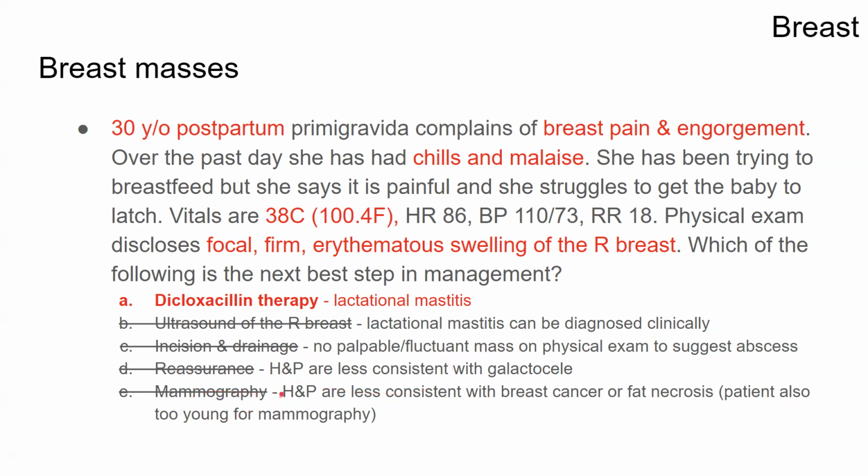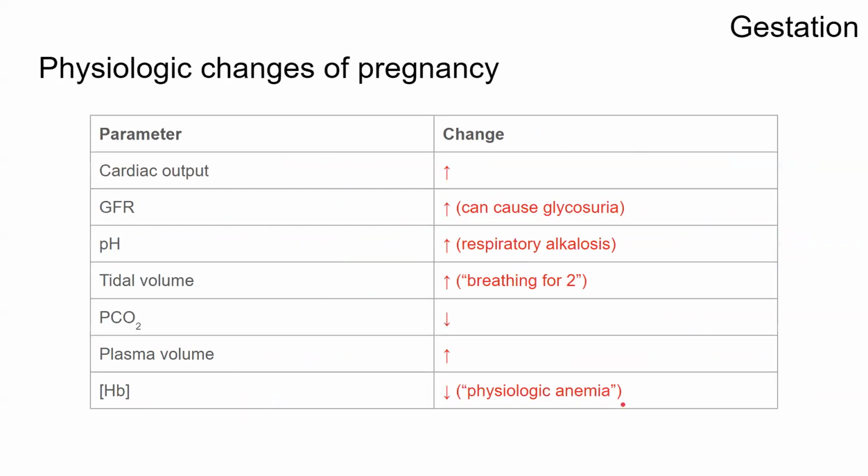And then, like I said, for mammography, the history and physical are less consistent with breast cancer because she's febrile and she has this erythematous swelling postpartum. So it's more likely that whatever is going on in her breast is mastitis as opposed to an actual mass from malignancy. You could also think fat necrosis is another benign condition that could cause breast masses. But again, there's no mass in this question, so you don't need to think about fat necrosis. Okay.